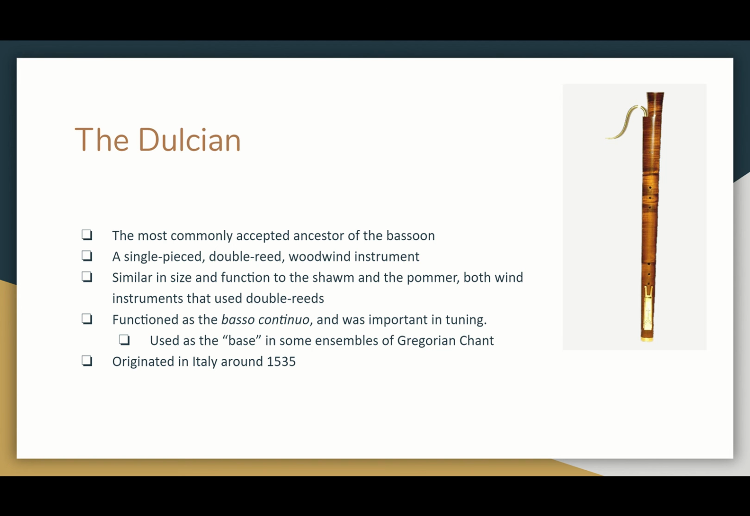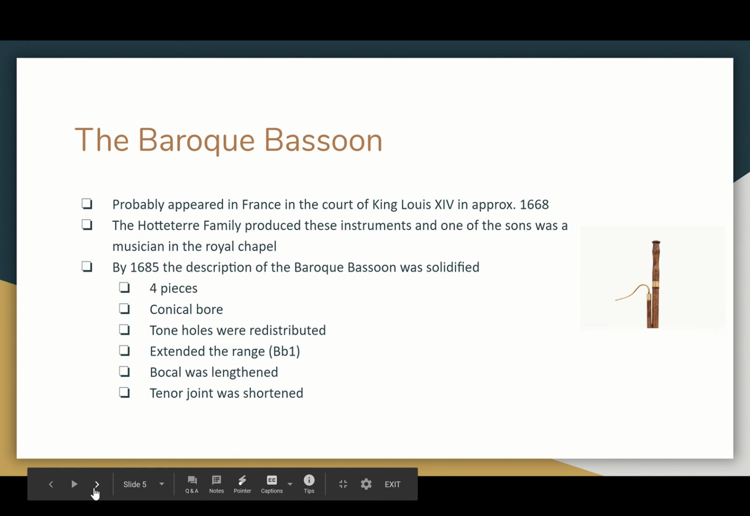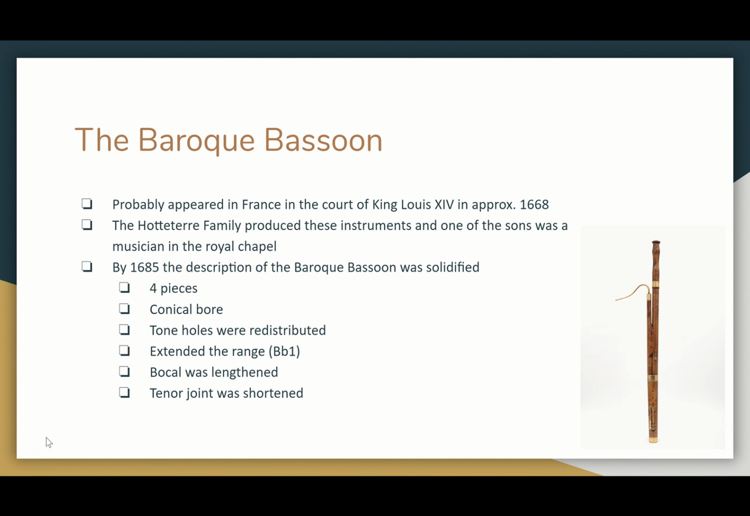Despite its popularity in the 16th and 17th century, by the early 1700s, the dulcian was all but forgotten. It was instead replaced by what we now call the Baroque bassoon, a four-pieced double reed wind instrument. The Baroque bassoon is believed to have appeared in France in the court of King Louis XIV in approximately 1668. This is significant because before this, no bass woodwind instrument is reported to have been played in the royal chapel.